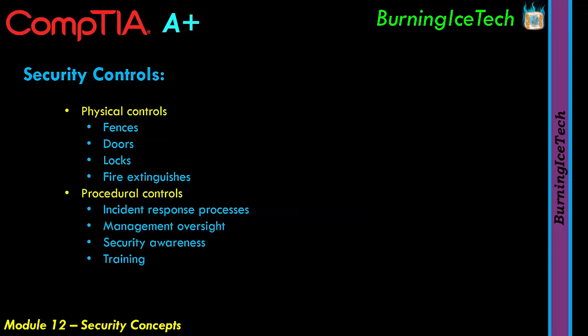Okay, next up is security controls. And within this section, we have physical controls and procedural controls. Now, if you look at physical controls, you'll see obvious things like fences, doors, locks, and you're probably thinking to yourself, dear God, really? Yes, really, that is actually in the course.